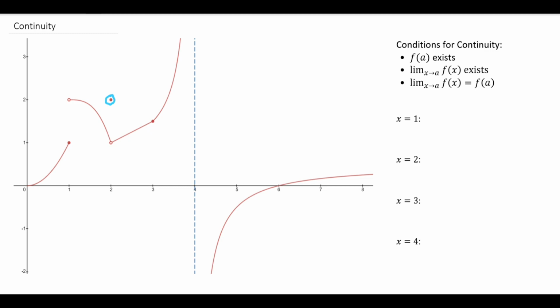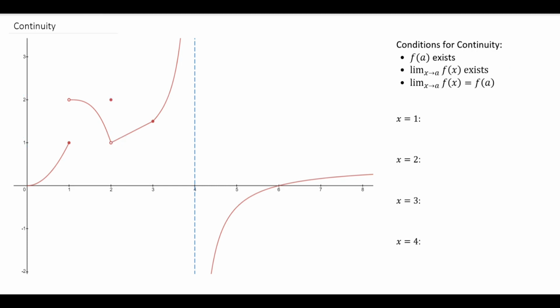How about the limit as x approaches 2 of f of x? Does that exist? Well, checking the left and the right limit. As x approaches 2 from the left, the limit is 1. As x approaches 2 from the right, the limit is 1. So far, we have this one works and this one works. The left and right limits both agree and they both exist. But is the limit as x approaches 2 of f of x equal to f of a? No. F of a is 2, but the limit as x approaches a of f of x is 1. So that does not work. So it's not continuous at 2.